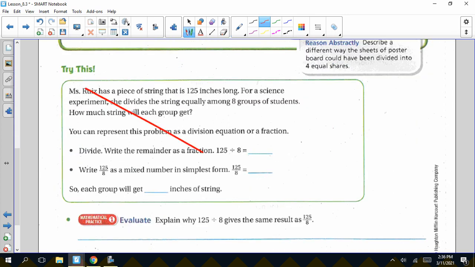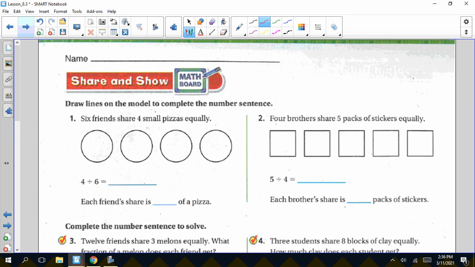We're going to skip the bottom section here, and we're going to move on to the next page. Question number 1 on the next page. 6 friends share 4 small pizzas equally. Again, this is a little bit different than the last question where we were sharing 6 poster boards among 4 friends. Now we're sharing 4 small pizzas among 6 friends. The pizzas are what are being divided. It's very important that you understand what part is being split up in the question. In this case, it's the pizzas split among 6 friends.